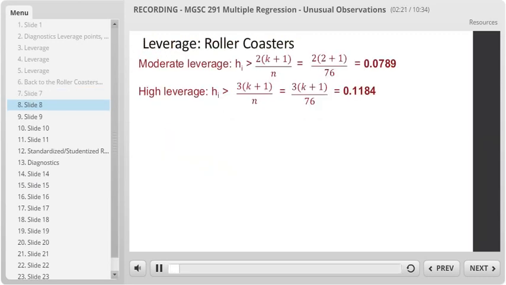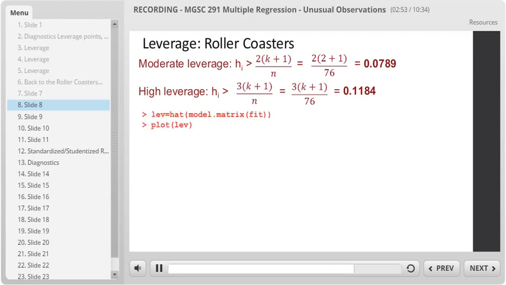We have two predictors, height and drop, in our model, so k equals 2. We have data for 76 roller coasters, so n equals 76. Plugging in these values gives us our bounds for moderate and high leverage. If any coaster has a leverage greater than 0.089, we say it has moderate leverage. If its leverage is greater than 0.1184, we say it has high leverage.